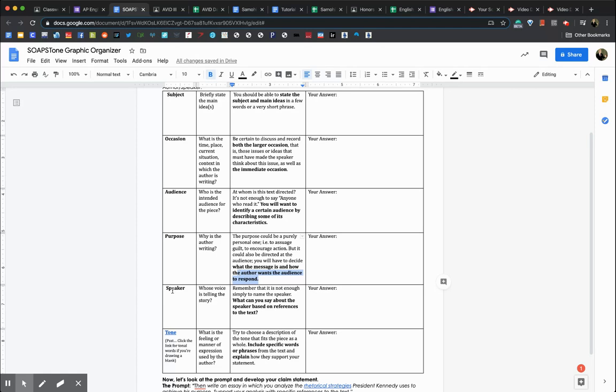Finally, speaker. What can you say about the speaker based on references in the text? I think this one's easy when it's presidential, because you have a lot to talk about.